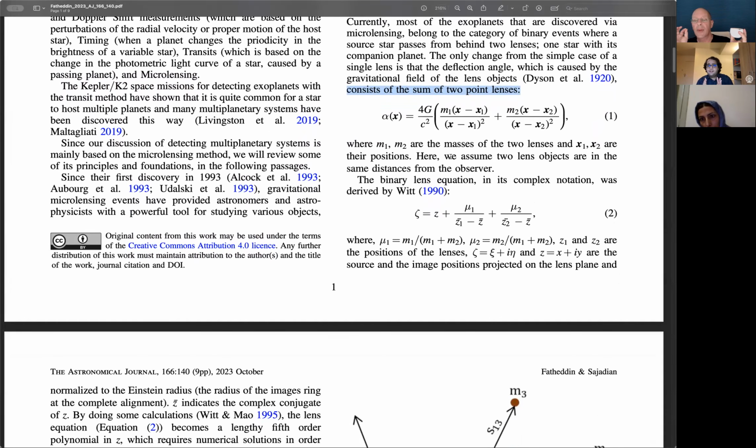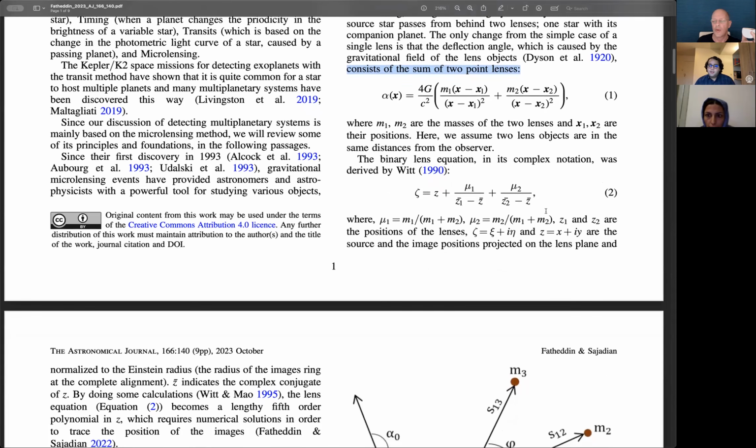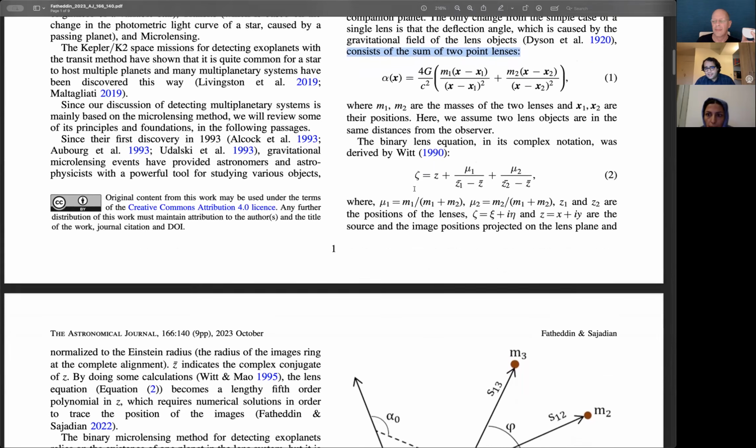As we can see, the deflection angle consists of two separate parts. One part is for lens number 1, and the second part is for lens number 2, where we can see the M2 and the distance of that lens object. Also, the binary lens equation has a complex notation, which was derived in Witt's paper in 1990.